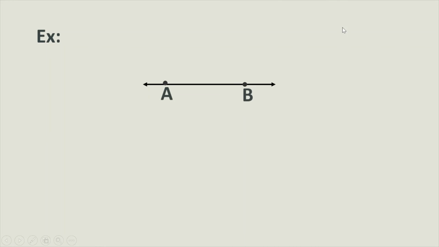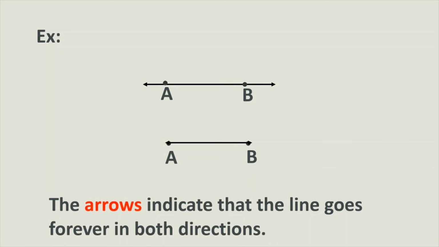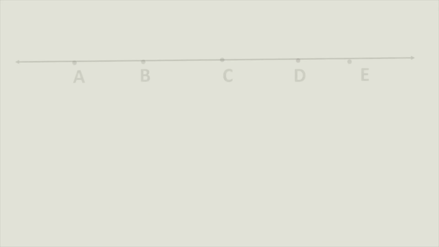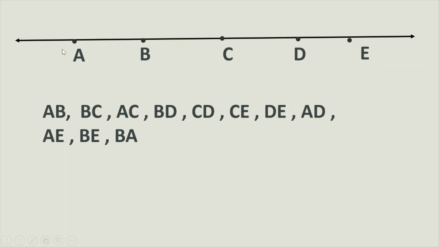Example: there are many points in here, but we're only going to see point A and point B. These arrows show that they go on forever. Here's another line. There are many points in here. So here are some points: A, B, C, D, and E.